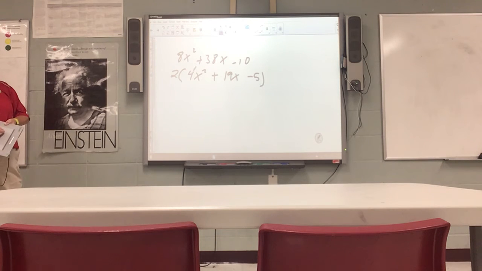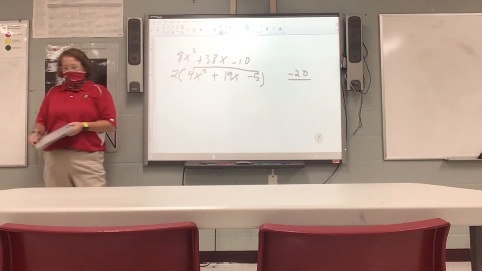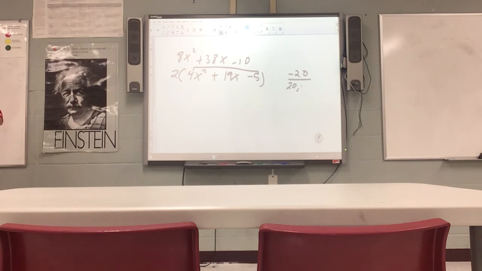So to check it, we'll do our 4 times -5, or a times c. Are there any factors of -20 that add to a positive 19? What are they? 20 and -1. So I'm gonna put my 2 out there in a highlighter, because it's gonna be part of my answer. So that'll just help me remember it, and I'll bring it later, okay? So I'm gonna substitute these in where they go. So I'm gonna have a 4x squared plus 20x minus 1x minus 5.